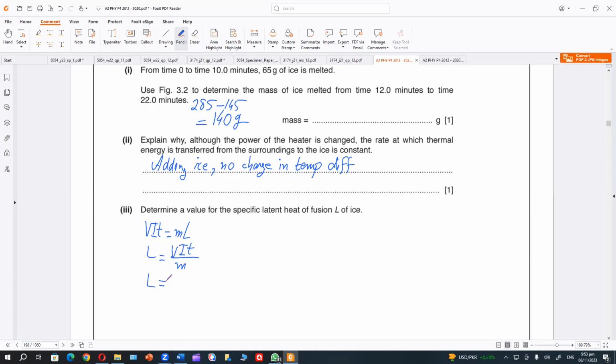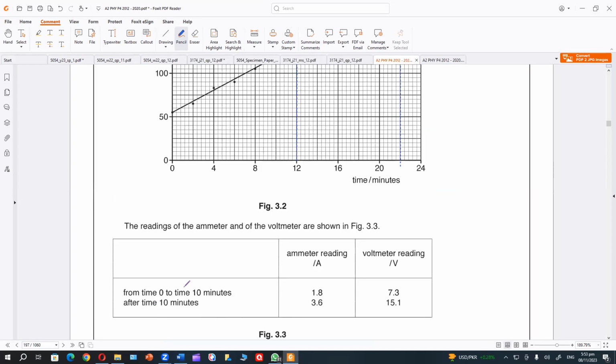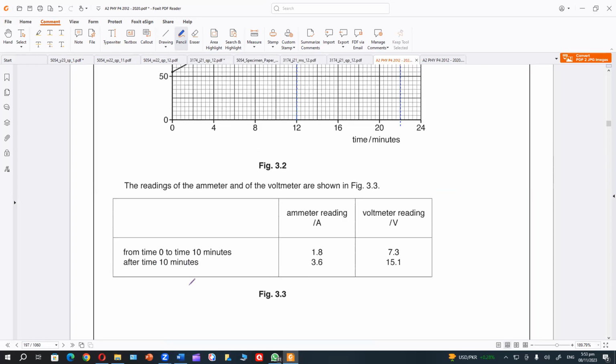Now, what mass we should take, 65 gram or 140 gram? We should see the data given here. From 0 till 10, I have the data. From after 10, I have the data. We'll take 140. If we take 140, then we have to take the second row in this table. After 10 minutes, yeah. But we can take any row, because the difference is 10 minutes only.